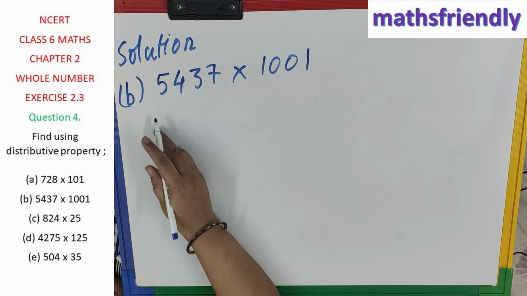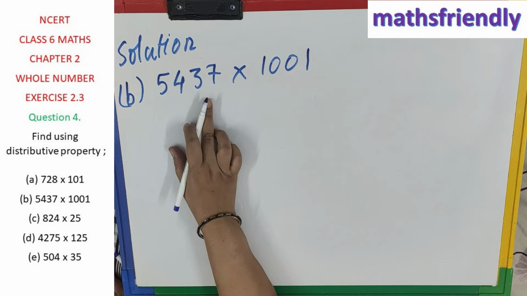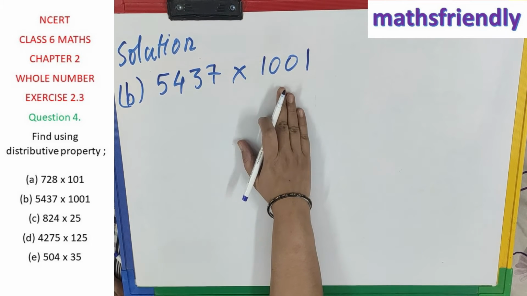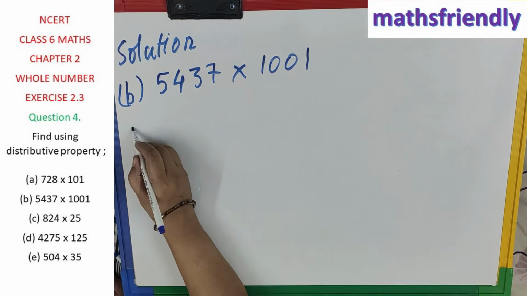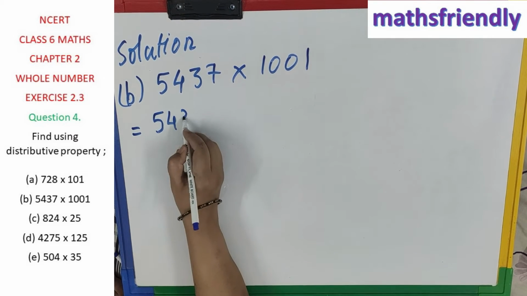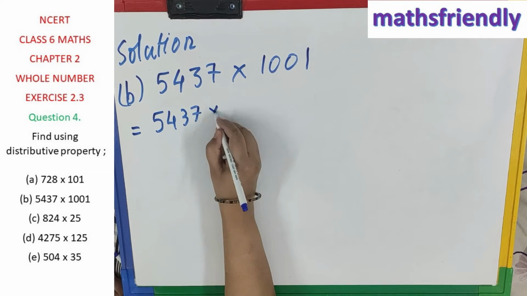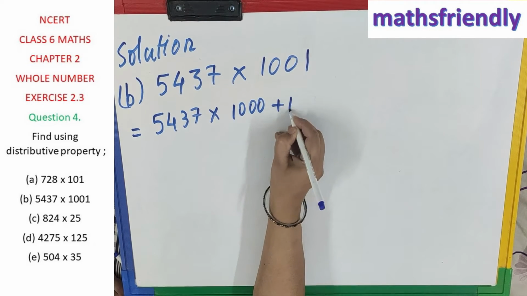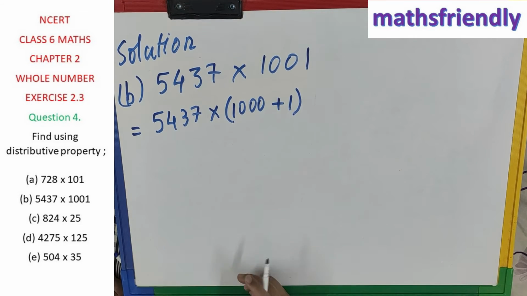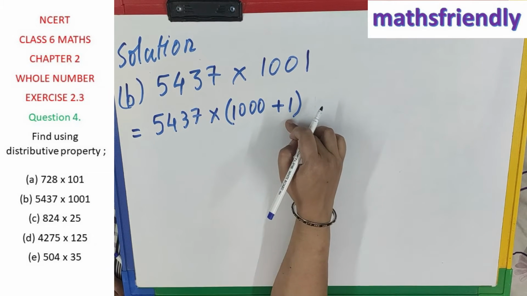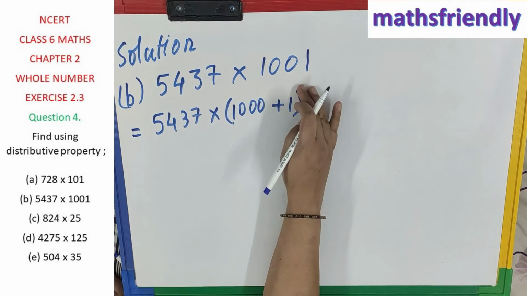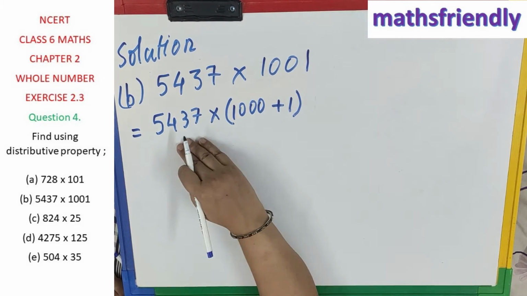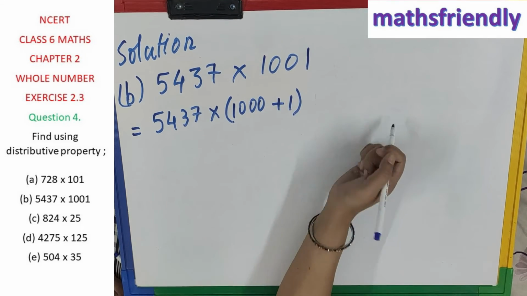In question number B, we have 5437 multiplied by 1001. We have to find this using the distributive property. So now let us start. 5437, and this 1001 will be written as 1000 plus 1. Can we write like this? Yes, we can write 1001 as 1000 plus 1. We will not do the direct multiplication. We will make use of the distributive property and then find the product of these two numbers.